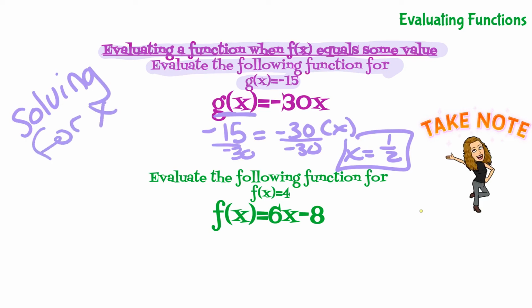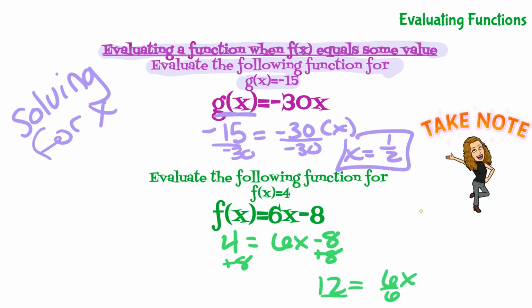for x. So now another question would be, evaluate the following function for f of x is equal to 4. So I'm going to set my equation. 4 is equal to 6x minus 8. Add 8. I get 12 is equal to 6x. Divide by 6. X is equal to 2.